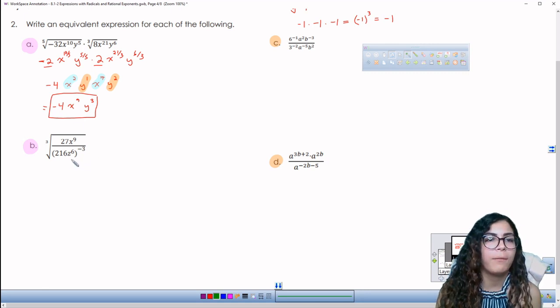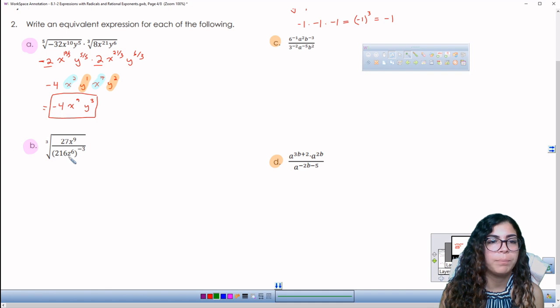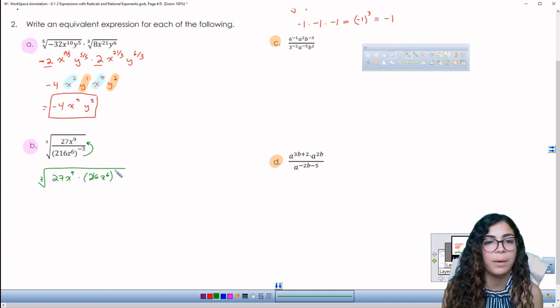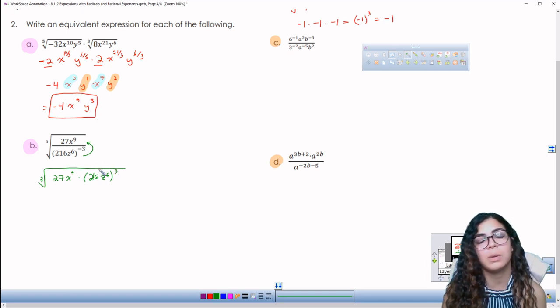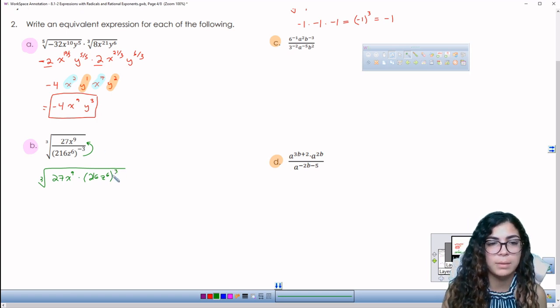So in part B, we have a fraction. Now, I would highly suggest just simplify what's inside here first and then worry about distributing the cube root, right? So let's move this from the denominator to the numerator. So we have the cube root of the numerator, 27x to the power 9, times, and the whole thing is in parentheses, 216z to the power of 6, raised to the power of negative 3, so I'm going to move it to the numerator, raised to the power of positive 3.